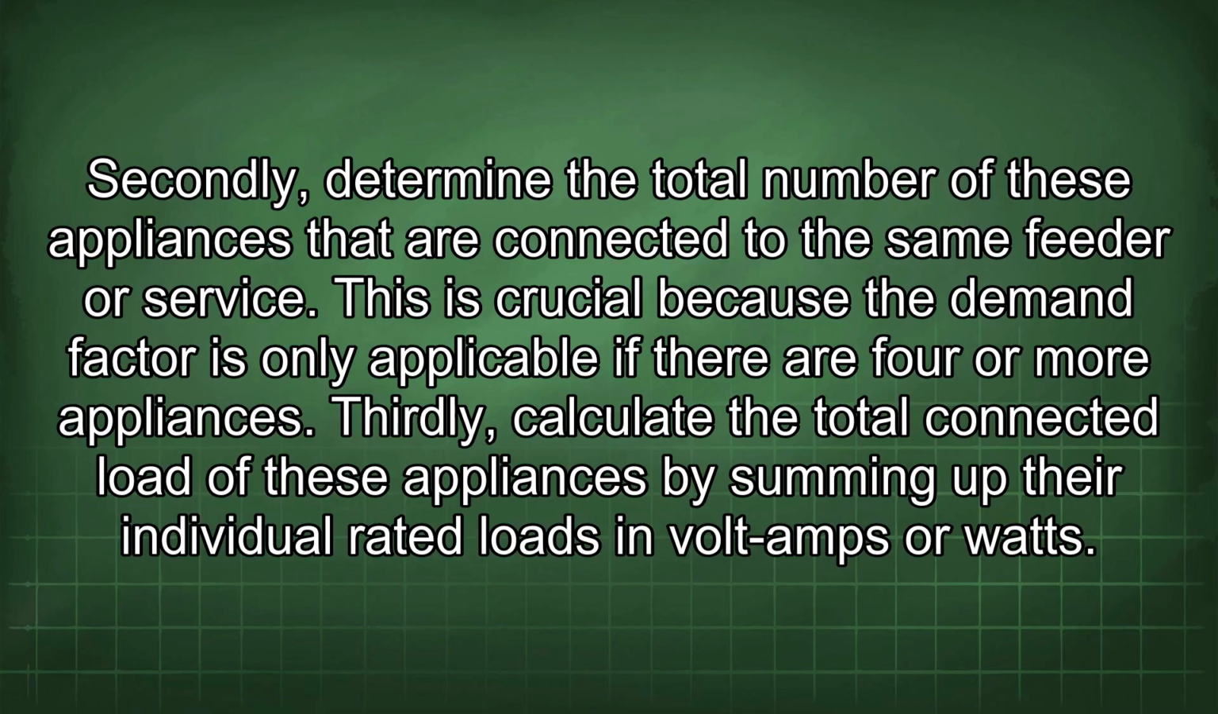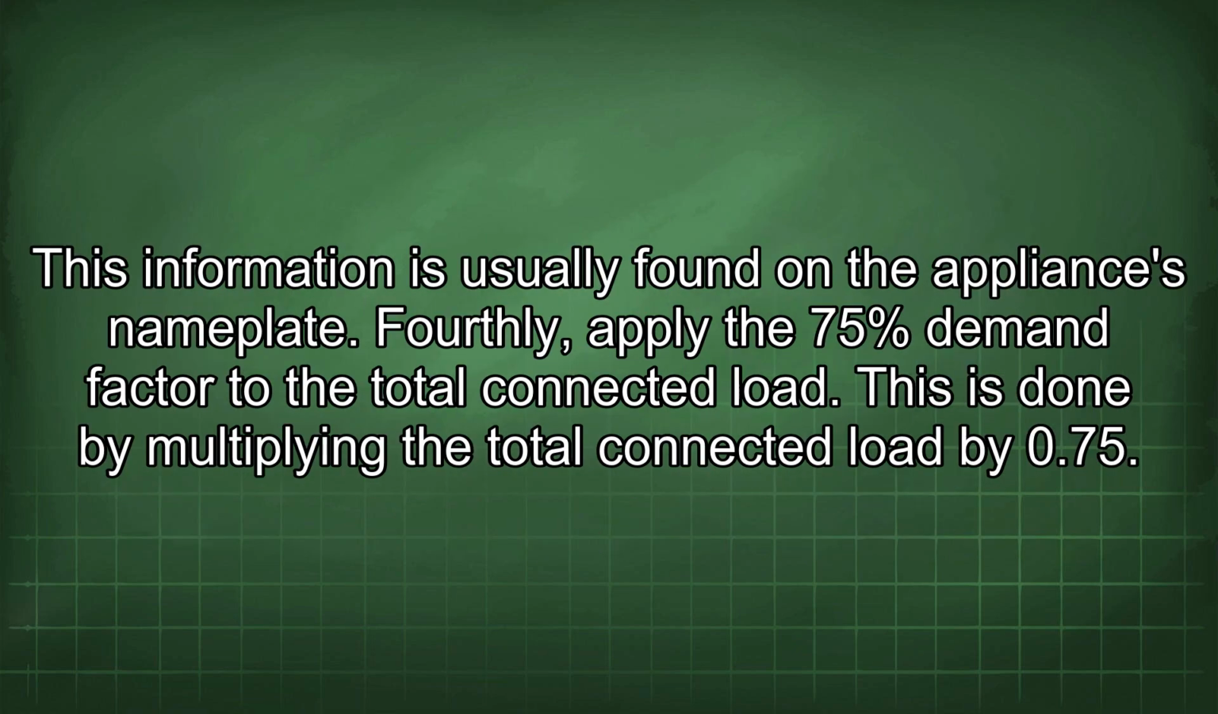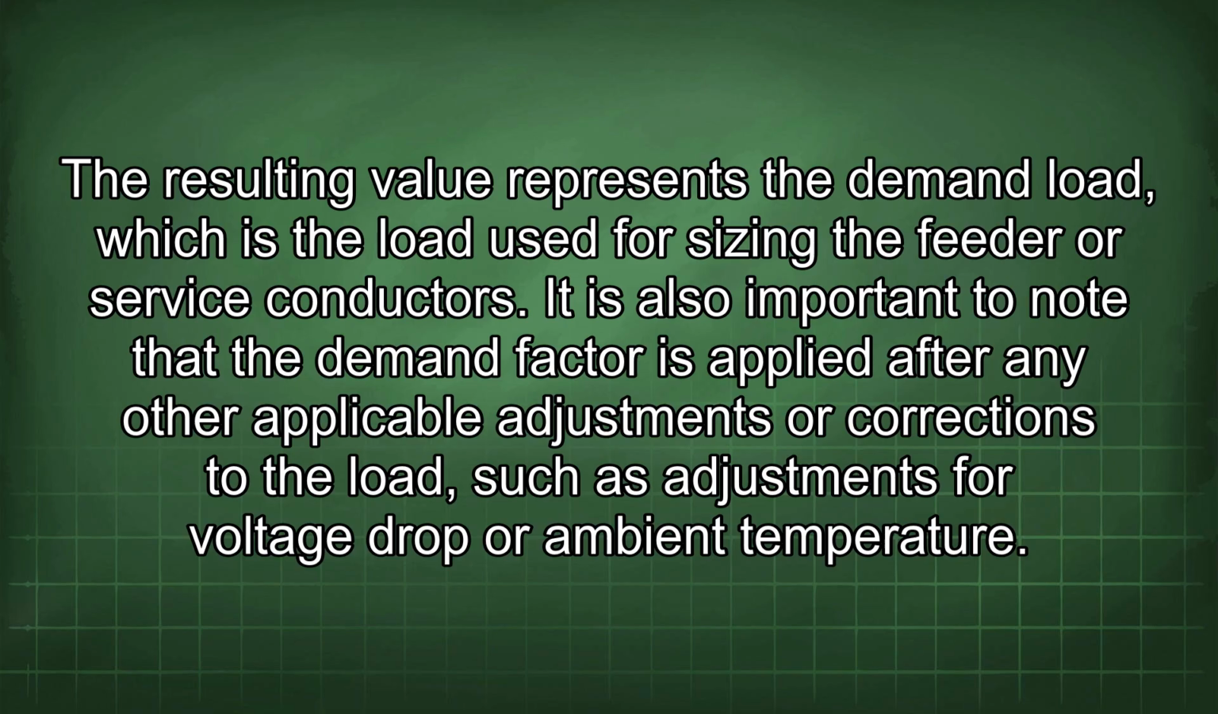Thirdly, calculate the total connected load of these appliances by summing up their individual rated loads in voltamps or watts. This information is usually found on the appliance's nameplate. Fourthly, apply the 75% demand factor to the total connected load. This is done by multiplying the total connected load by 0.75. The resulting value represents the demand load, which is the load used for sizing the feeder or service conductors.